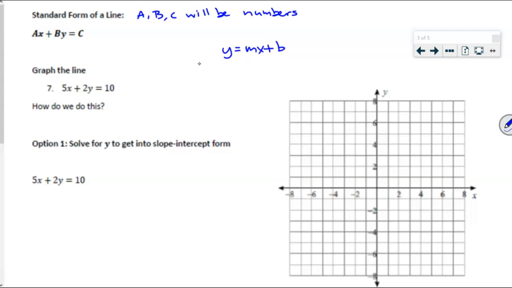Good connection. You say, hey, we just did stuff with X and Y intercepts. I wonder if we can do stuff with X and Y intercepts here. We can, and we'll get there. Yep. Any other thoughts?